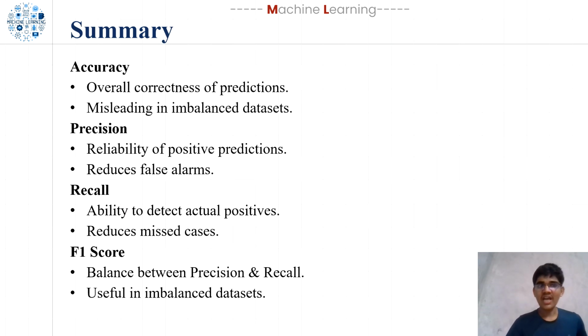Now to summarize, accuracy is the overall correctness of the predictions and it can be misleading in an imbalanced dataset. Precision means reliability of positive predictions, and it reduces false alarms. Recall is the ability to detect actual positives, and it reduces missed cases. And F1 score means balance between precision and recall, and it is useful in the imbalanced dataset case.